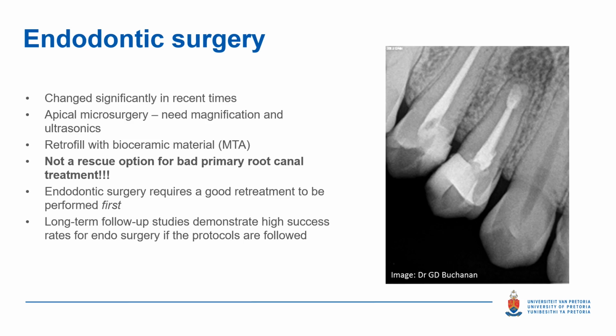But surgery works well because we're removing that last apical 2 to 3 millimeters, and we know that's where the complex anatomy is. And if we have any extraradicular biofilms, so that's bacteria on the outside of the root system, surgery can help us to remove that as well. And longer term studies do demonstrate a high success rate for endosurgery if modern treatment protocols are followed.